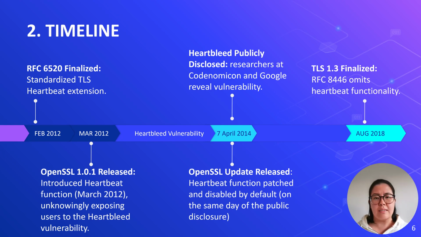However, just 1 month later, in March 2012, OpenSSL version 1.0.1 was released, with the Heartbeat extension enabled by default. OpenSSL failed to enforce RFC 6520's recommendation to discard malformed Heartbeat messages, mistakenly processing them and causing the Heartbleed vulnerability. Then, in April 2014, researchers publicly disclosed the Heartbleed vulnerability. In response, OpenSSL released a patch version disabling Heartbeat by default. Finally, in August 2018, when TLS 1.3 was finalized, it completely removed the Heartbeat extension, ensuring that similar vulnerabilities would not exist in future TLS versions.